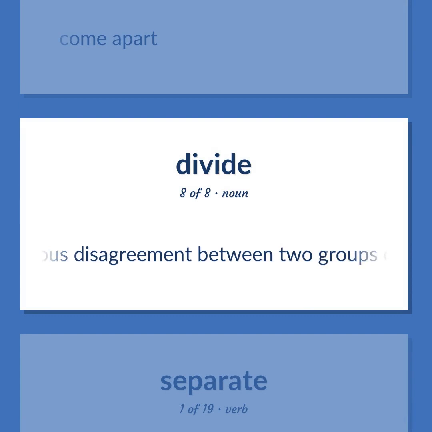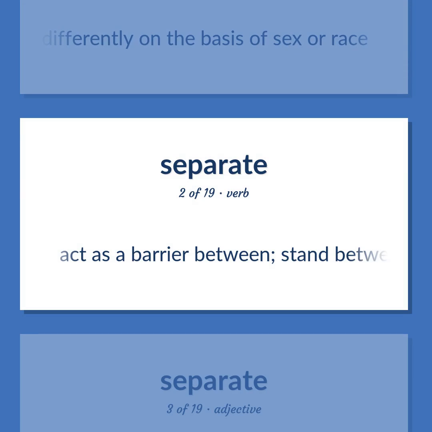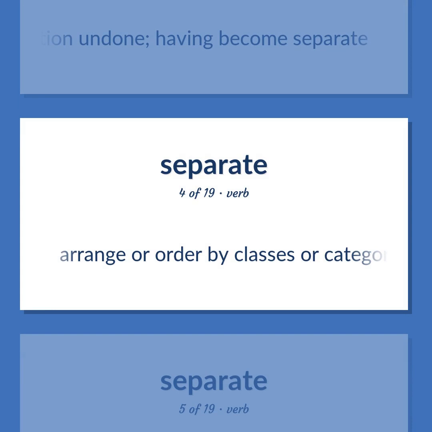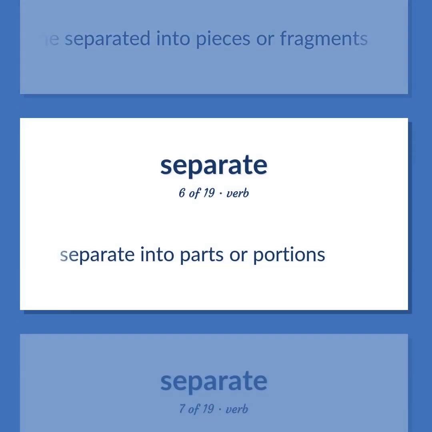A serious disagreement between 2 groups of people, typically producing tension or hostility. Treat differently on the basis of sex or race. Act as a barrier between. Stand between. Have the connection undone, having become separate. Arrange or order by classes or categories. Become separated into pieces or fragments. Separate into parts or portions.